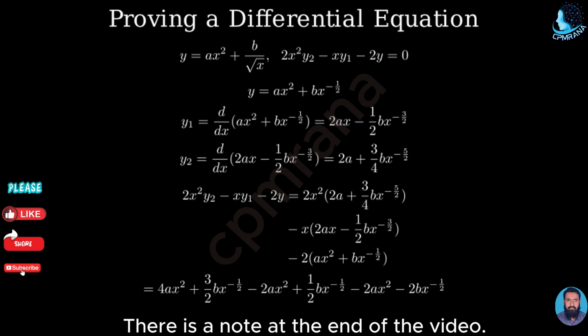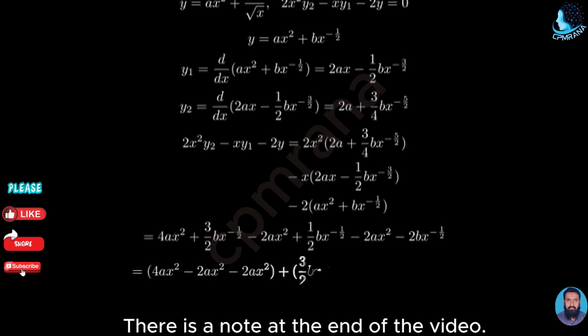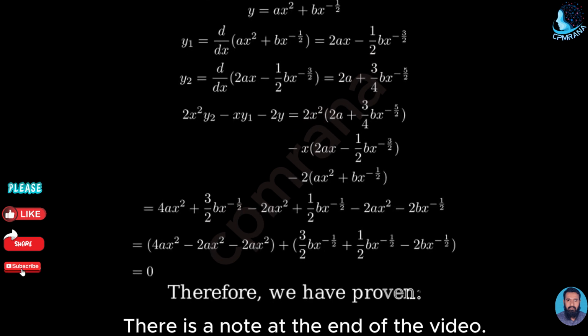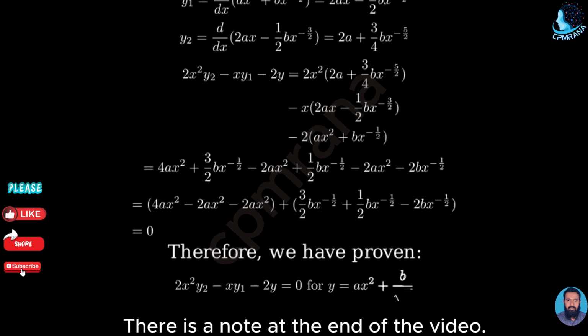Now let's collect like terms. For the terms with x squared, we have 4a minus 2a, which equals 0. For the terms with x to the negative 1/2, we have 3/2 b plus 1/2 b minus 2b, which also equals 0. Therefore, we have proven that for the given function y equals ax squared plus b over square root of x, the expression 2x squared y2 minus x y1 minus 2y equals 0.